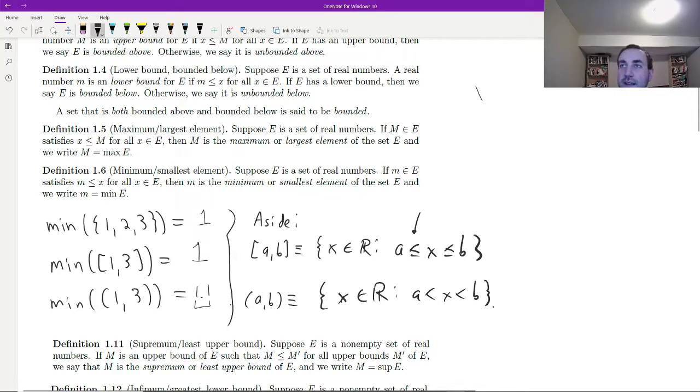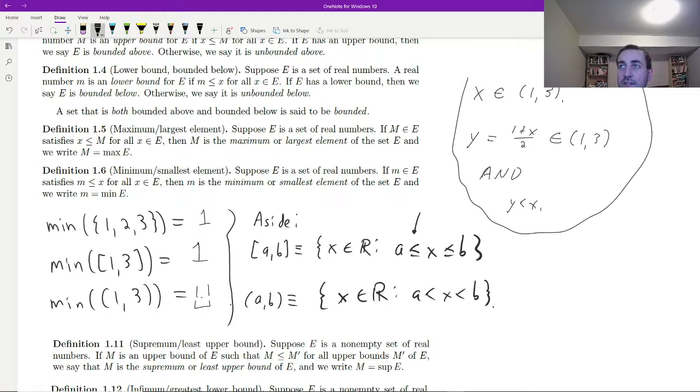Let's say that X is in (1, 3). I want to check that X actually can't be the minimum, and here's one way to do that. You define Y to be (1 + X)/2. That's in the interval (1, 3), and Y is strictly less than X. So this little calculation here is actually a quick proof that this set doesn't have a minimum at all.